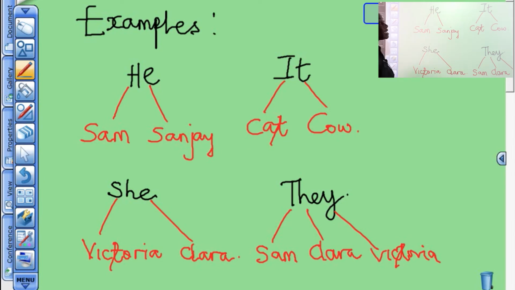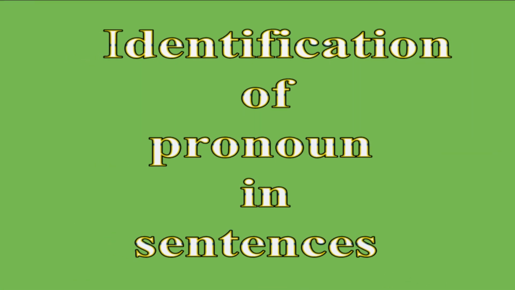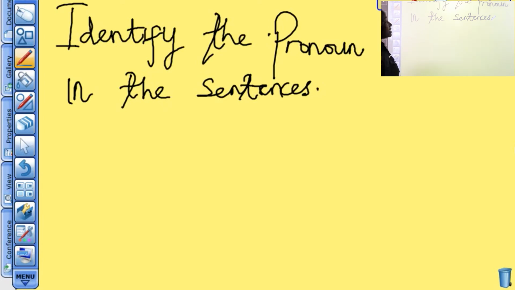Now, we will be treating identification of pronouns in sentences. Identification of pronoun in sentences. You are to identify the pronoun in the sentences I'm about to list for you. The first one, he is dancing. Remember I told you an example of pronoun is he. He is dancing.